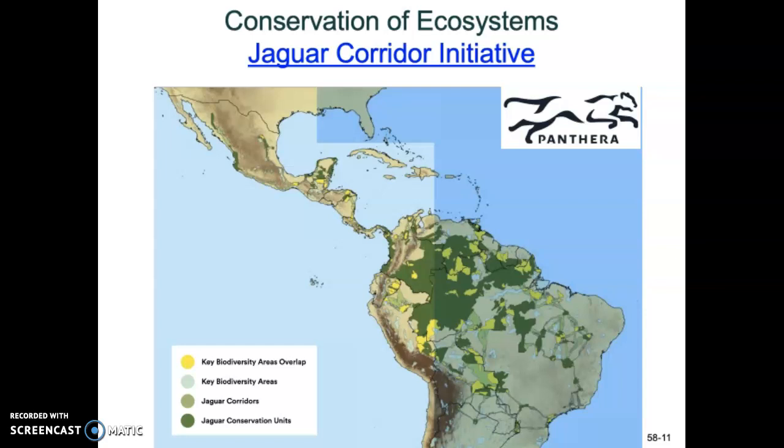Not just one little backyard or one park in a country, but thousands and thousands of acres and miles of habitat have to all be linked together. Because if you can conserve an ecosystem, you're going to save thousands of species that live in that ecosystem. So that's where a lot of biology conservation effort is going, is ecosystem conservation.